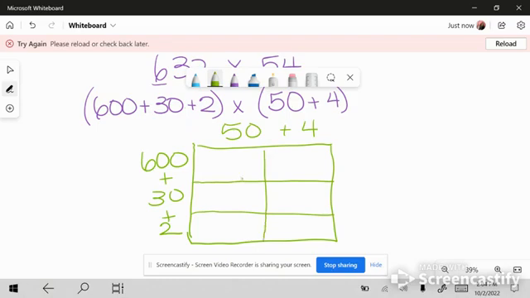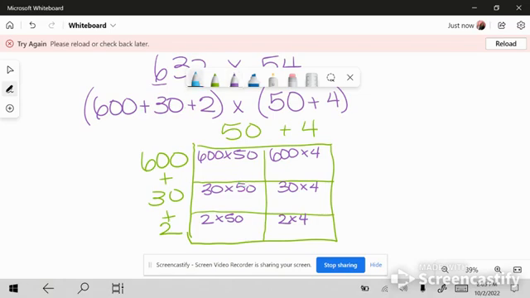So inside this box right here, we are doing the problem 600 times 50. Down here, 30 times 50, and then 2 times 50. And I do encourage them to write these in the box and make sure that they leave enough space so that they can write in it. I did actually leave myself not enough room. So on this one, we're going to have 600 times 4, 30 times 4, and 2 times 4.